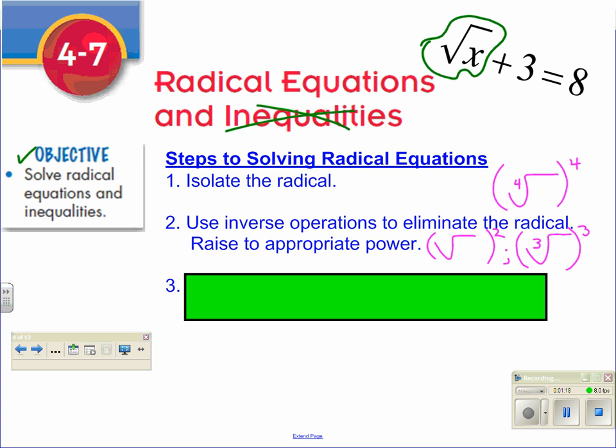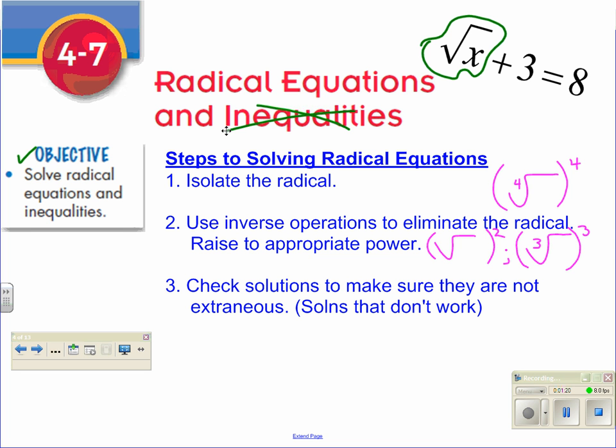And the third step is checking our solutions to make sure that they are not extraneous, or in other words, solutions that don't work. So we always want to do a check back on that.